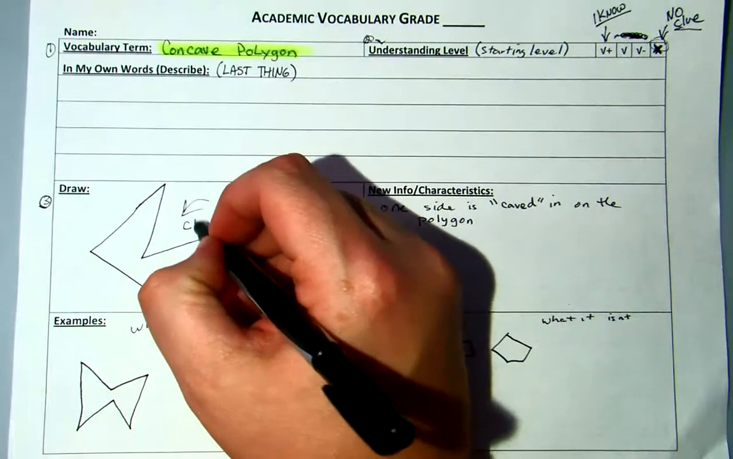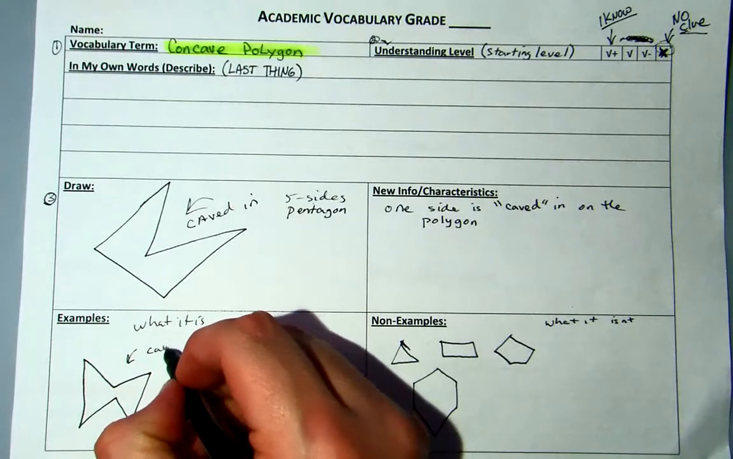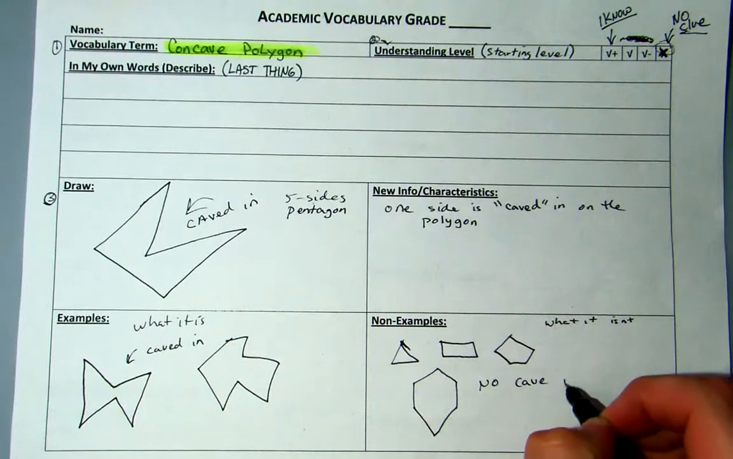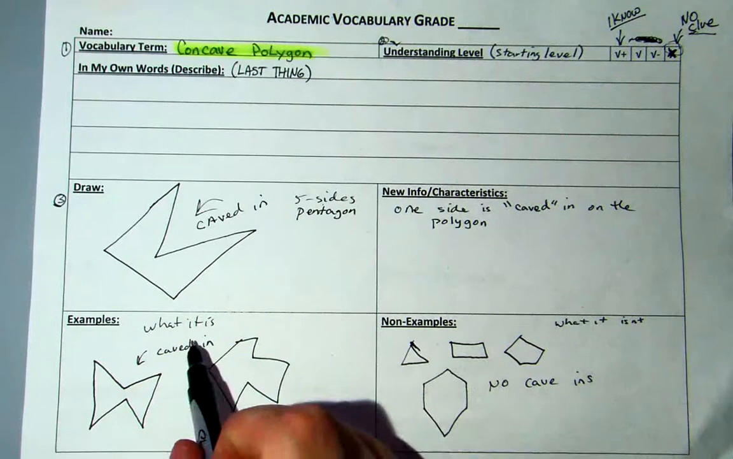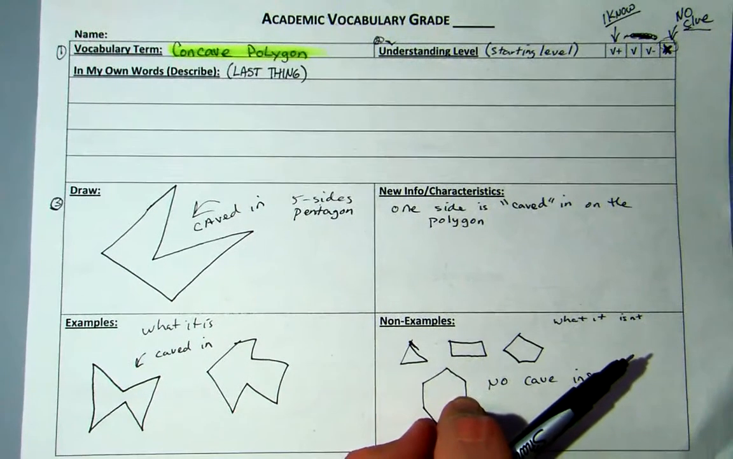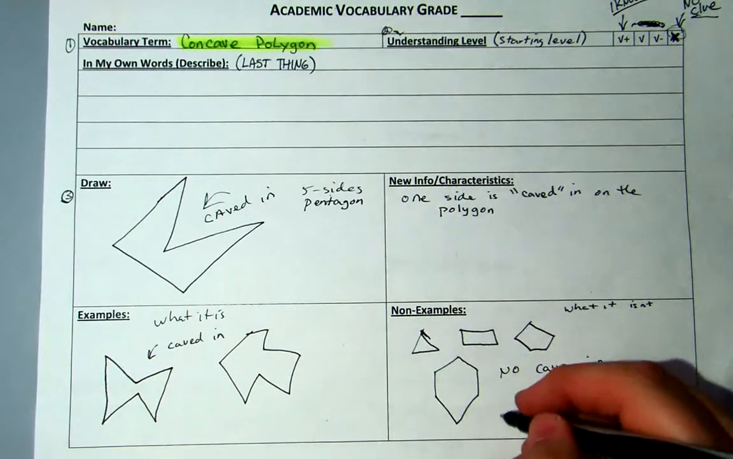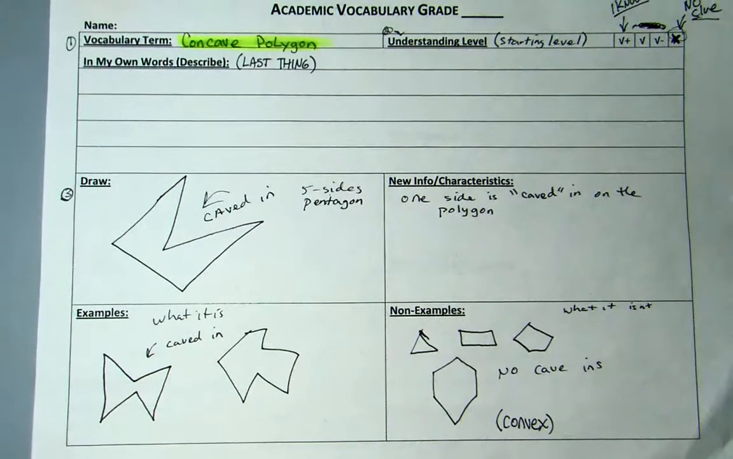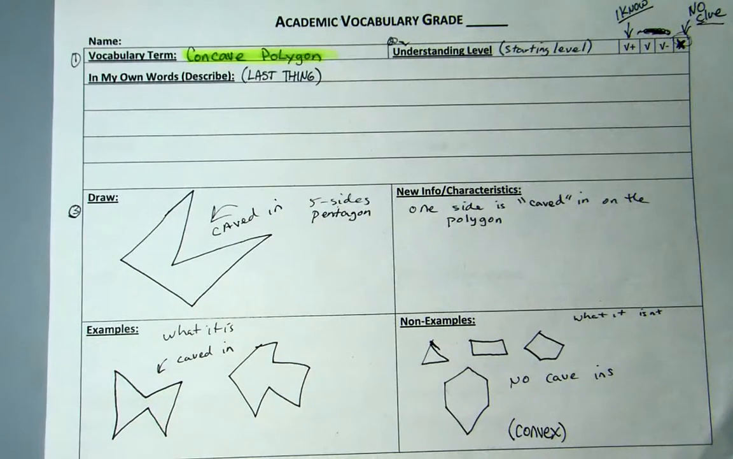This part right here is caved in. This part right here is caved in. This part right here, there are no cave-ins. So we can actually compare and contrast by using examples and non-examples, because now we know what isn't a convex or a concave polygon, and we know what is a concave polygon. And if you want to, you can all say that these are convex, because if it's not concave, it's convex. So now in your own words, you get to describe what you're seeing. You get to make a definition that works for you.